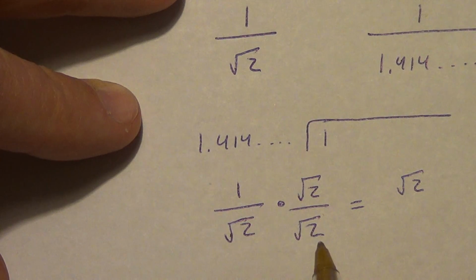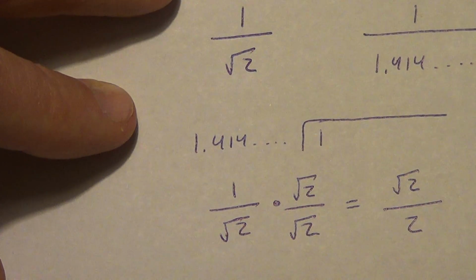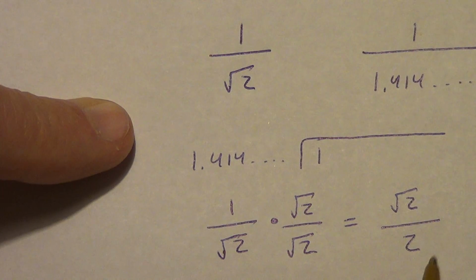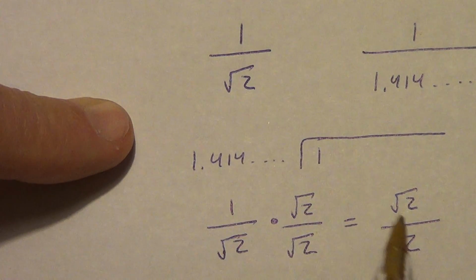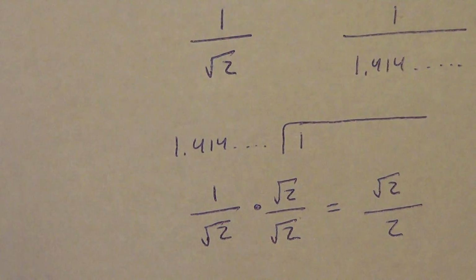Now root 2 times root 2 is root 4. Okay, but we know that the square root of 4 is 2. So now I have this. 1 over root 2 and root 2 over 2 are actually the same exact thing. They just look different.